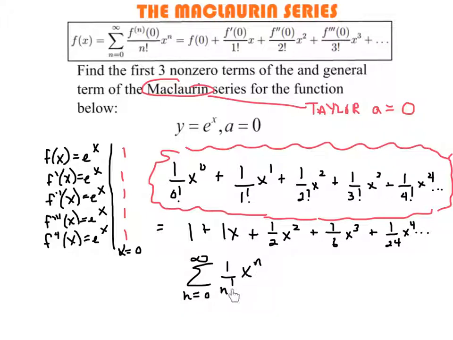X to the second, 2 factorial. X to the third, 3 factorial. X to the fourth, 4 factorial. Or x to the fifth, 5 factorial. So this would be the general term, or I guess I put the sigma in there, so it's actually the series now.